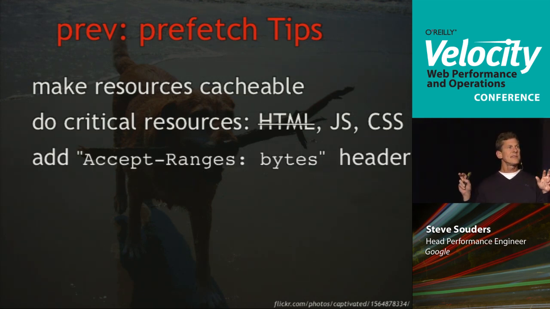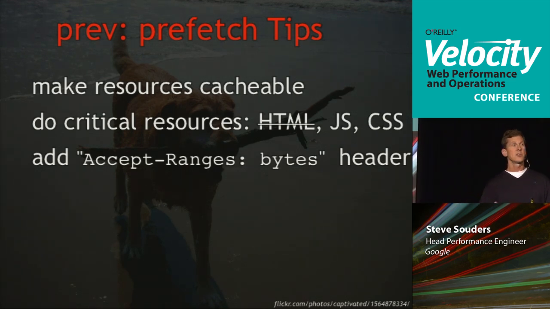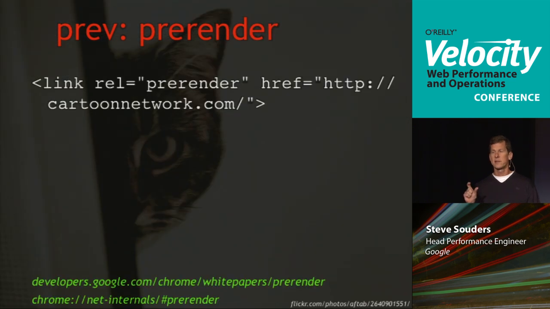And with this canceling the request behavior, some browsers do support an accept ranges header where they will resume the request from where they left off when they canceled it. So for those browsers, you could put accept ranges bytes in your response header, and then you might get some benefit there for whatever did get downloaded. I think what we'll see going forward, at least in Chrome, is that canceling behavior will get optimized.